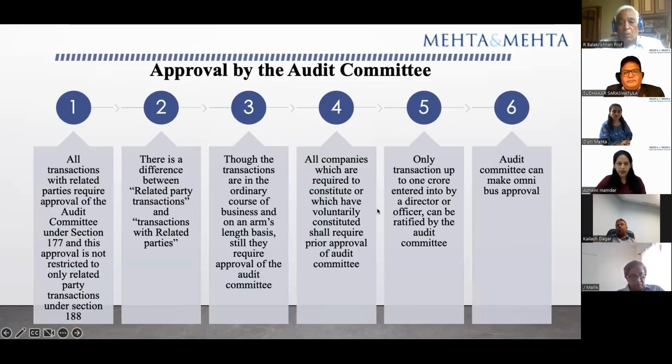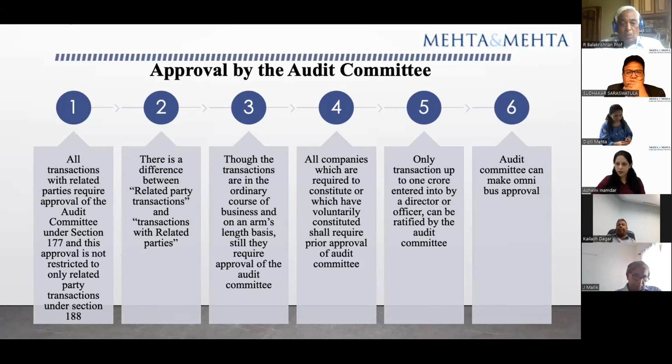So this is again a repetition, but all transactions with related parties require approval of the audit committee under 177, and this approval is not restricted to only RPT under 188. Then there is a difference between related party transactions and transactions with related parties, which we have explained earlier. Though the transactions are in the ordinary course of business and on arm's length basis, they will still require the approval of the audit committee. All companies which are required to constitute or have constituted an audit committee shall require prior approval.